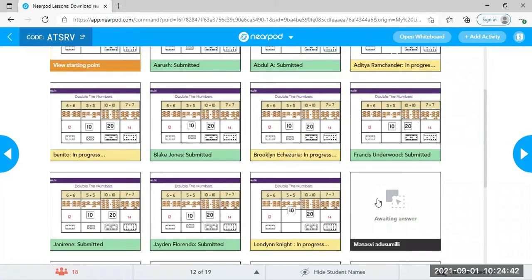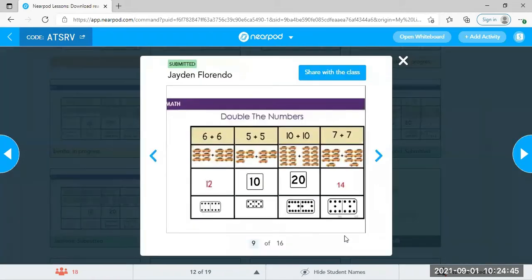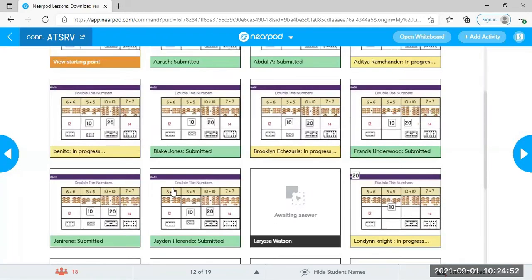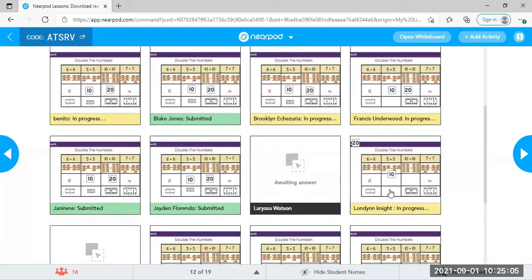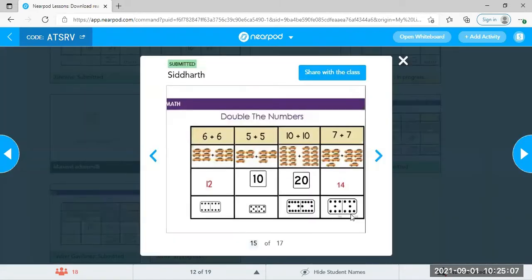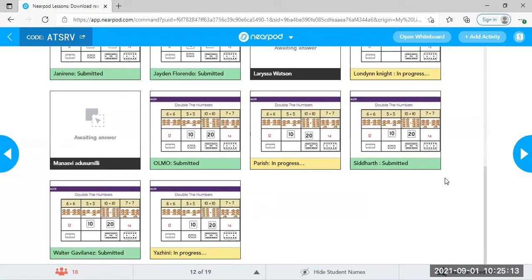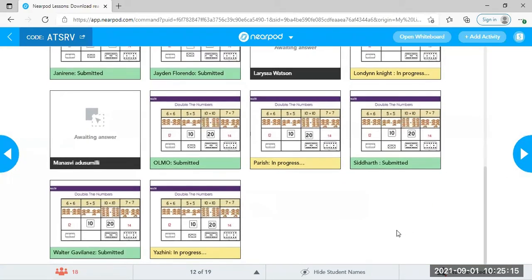Aditya, what happened to your slide? Okay, let's look at Jaden's. Woohoo! Yes, I agree. Wow, look at that. 10 plus 10 equals 20. Nice. Let's look at Arush. Yes, very good. Wonderful. You have the sums and you have the model placed. Very good. Okay, one more. Let's look at Siddharth's. Very good. I love it. You guys are the best double fact fanatics. That's a good one.